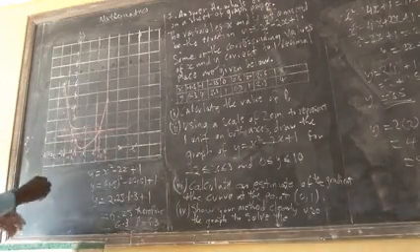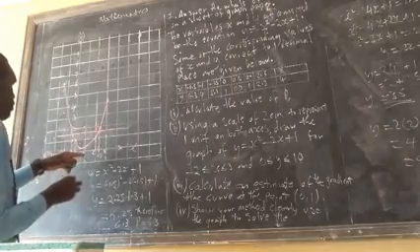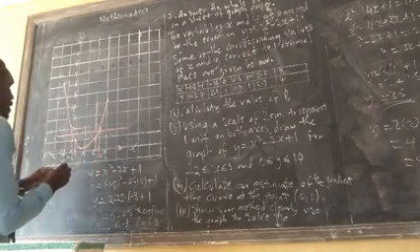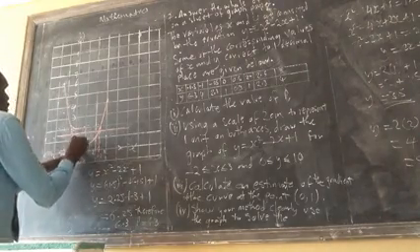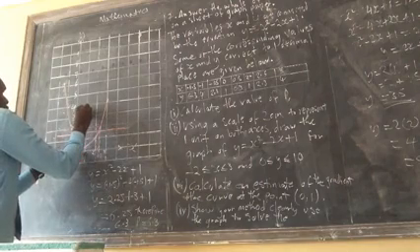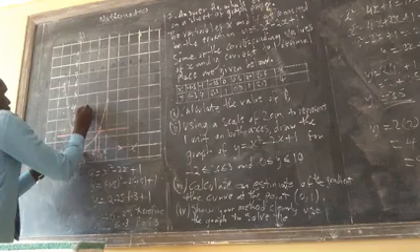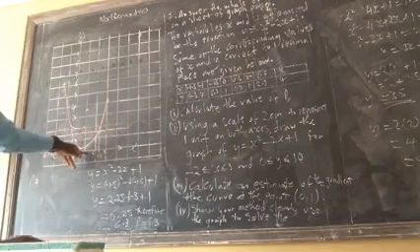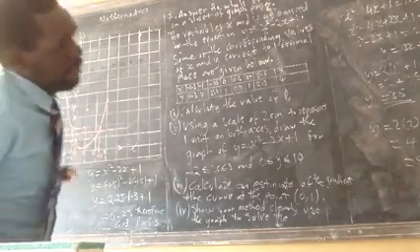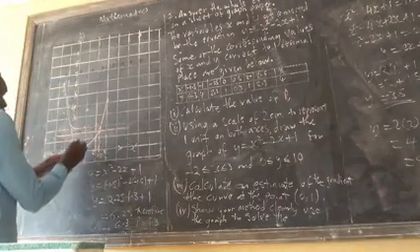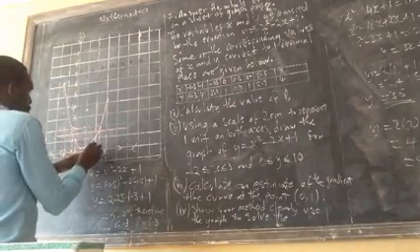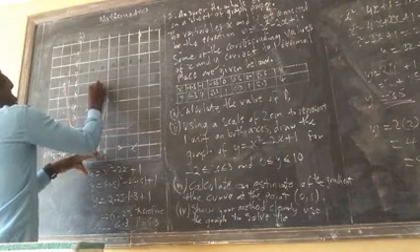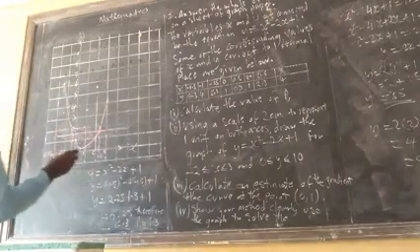1, 3.5. In the x, 1, and in the y, 3.5 is here, in the middle. That's our first point. The second point is 2, 5.5, which is here. Then I connect these 2 points.